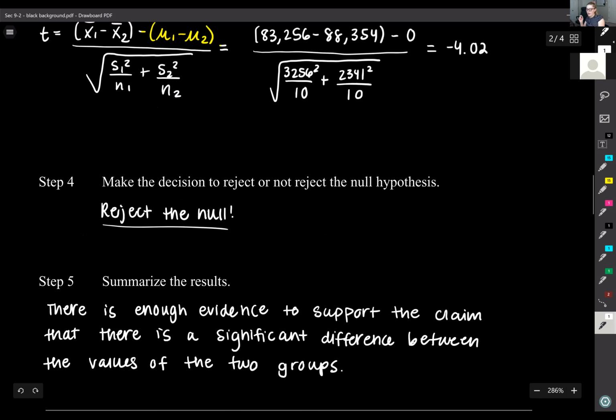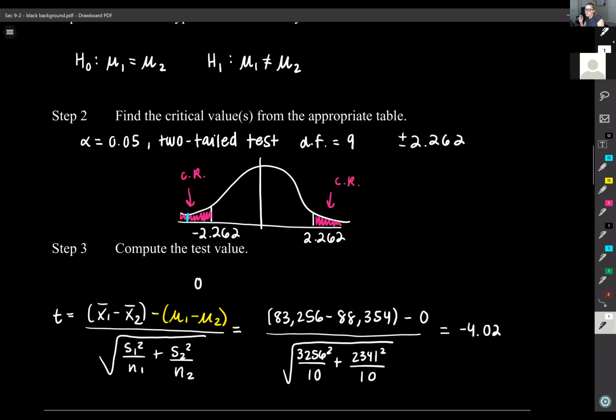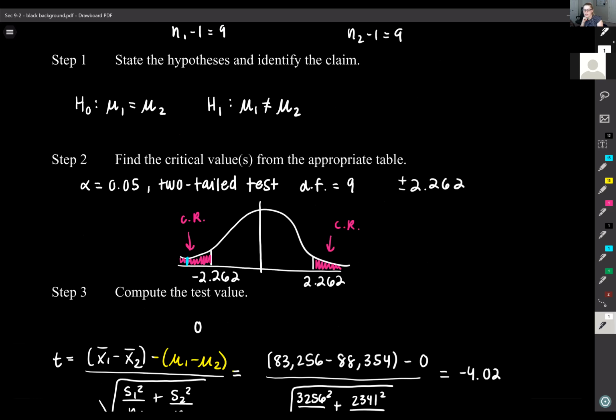This is explaining why that is. It's because we've rejected the null hypothesis, and the null hypothesis says that these values for each group were equal, that the means of each population were the same. But we were able to reject that, so we can accept the alternative that there is a significant difference between them.